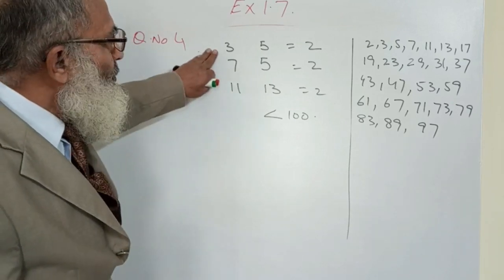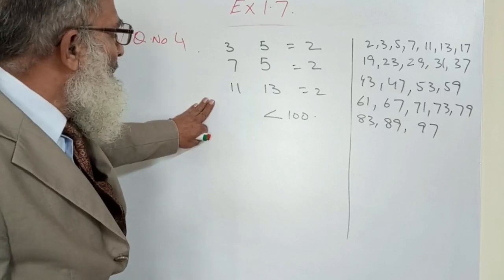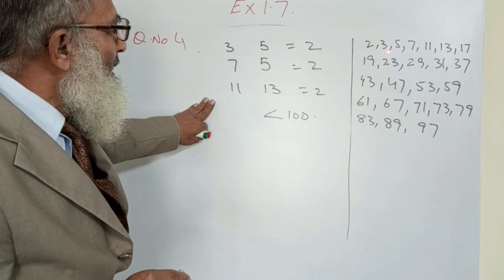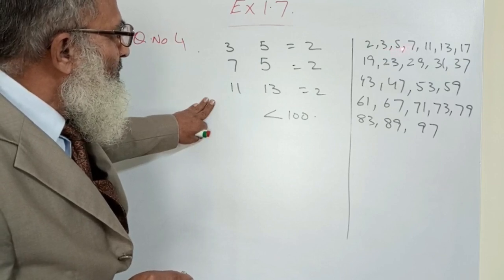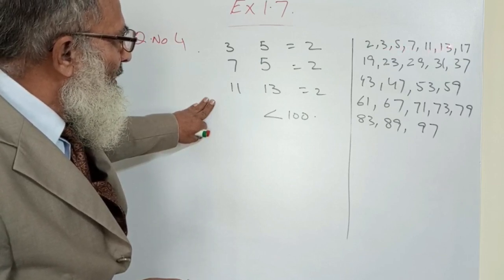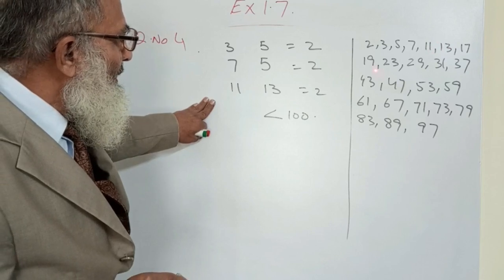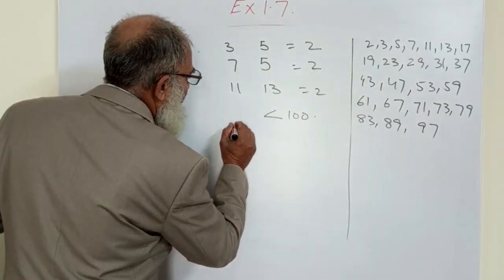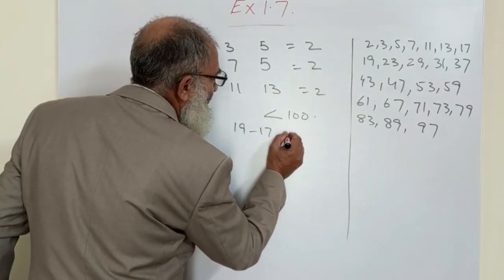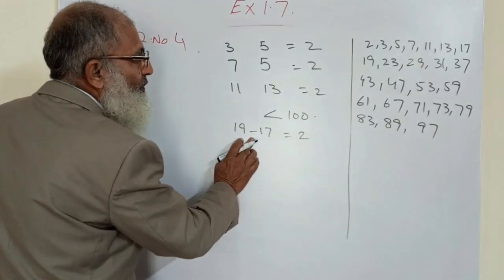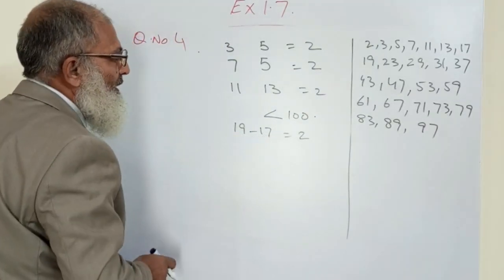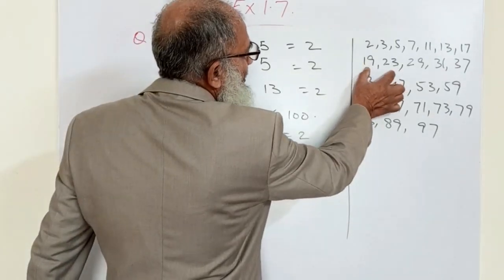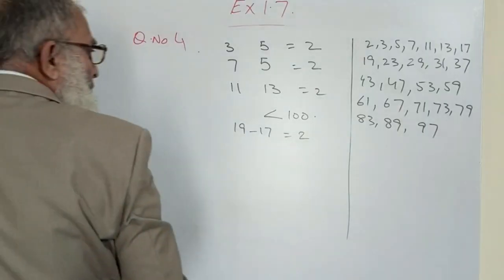Now what I have to do, I have already written the first three. You see, they differ by 2, this differs by 2, and this differs by 2. Now 19 and 17 also differ by 2. 19 minus 17 differ by 2. Therefore, that means this is again the pair we needed. This does not differ, this does not differ.